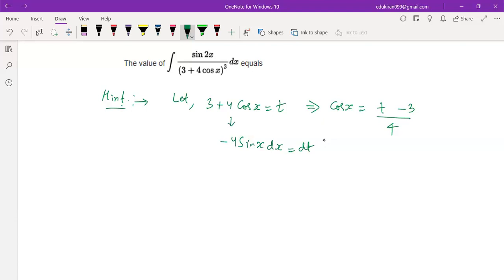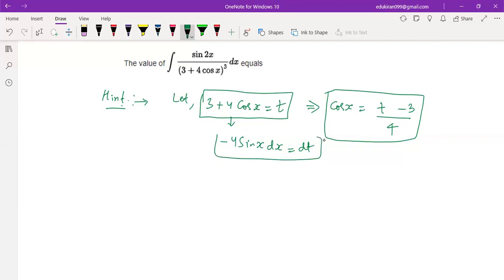So there are three things. If you get 3 plus 4 cos x, you put it as t. And if you get cos x somewhere, you can put it as t minus 3 by 4. And you can put minus 4 sin x dx as dt.